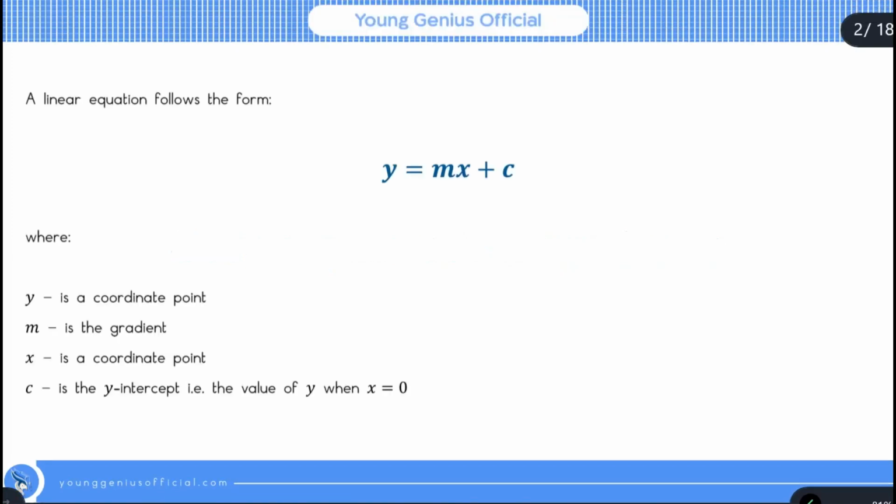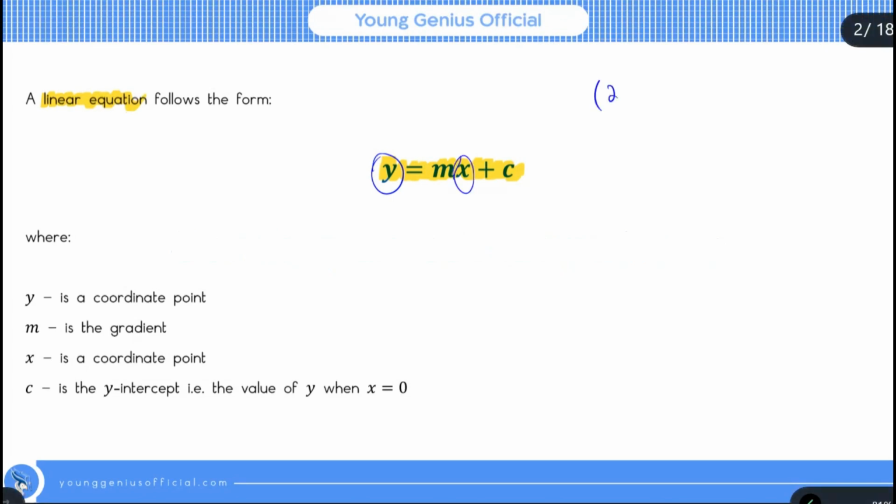Alright, so just a bit of housewarming. We need to know a few things. A linear equation follows the form that you can see here: y is equal to mx plus c, and each letter here actually means something. So y is the coordinate point and so is x.